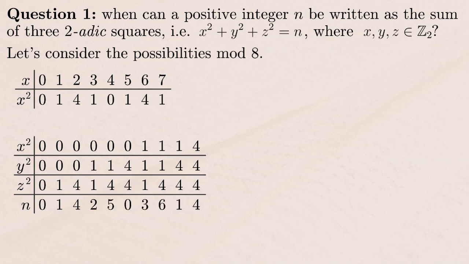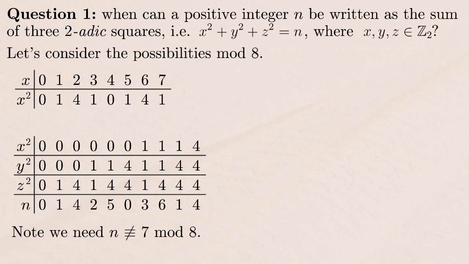And here's our first interesting restriction. By considering everything mod 8, we've shown that n can take any value between 0 and 6 mod 8. That is, n cannot be 7 mod 8. If n is 7 mod 8, there are no x, y, and z in Z2, such that x squared plus y squared plus z squared equals n.